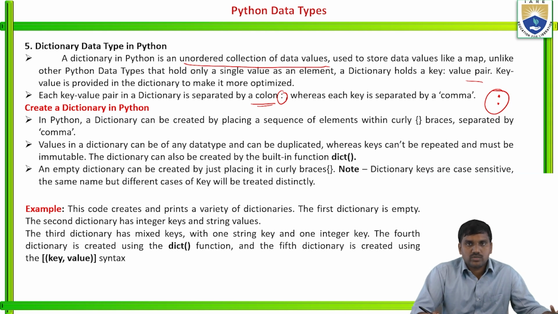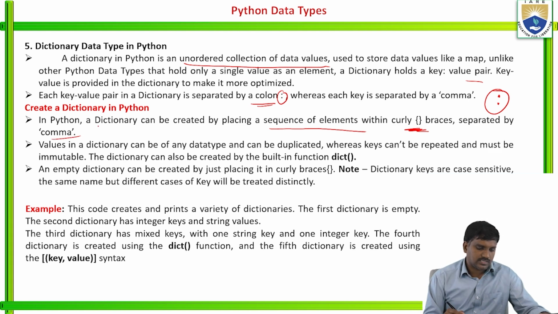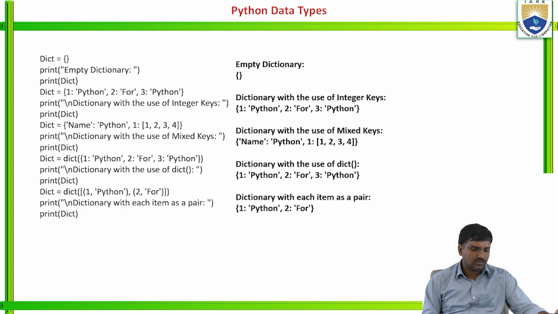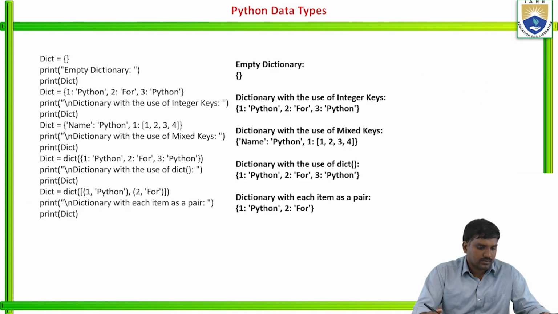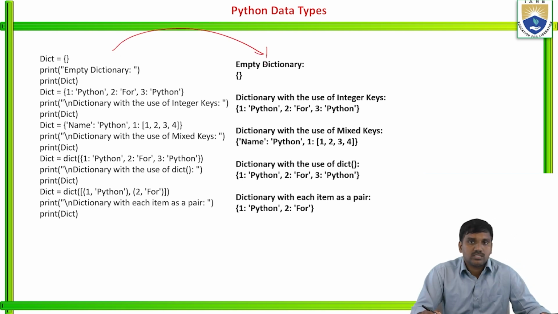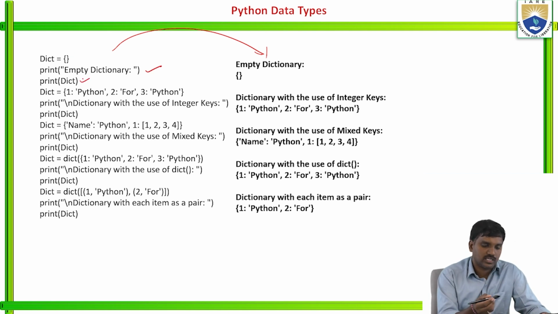In order to create an empty dictionary in Python, a dictionary can be created by placing a sequence of elements within curly braces, separated by commas. That is just an example of creating a dictionary in Python. Here is an example program to create an empty dictionary. So this is the code. After executing this code, the empty dictionary is printed.